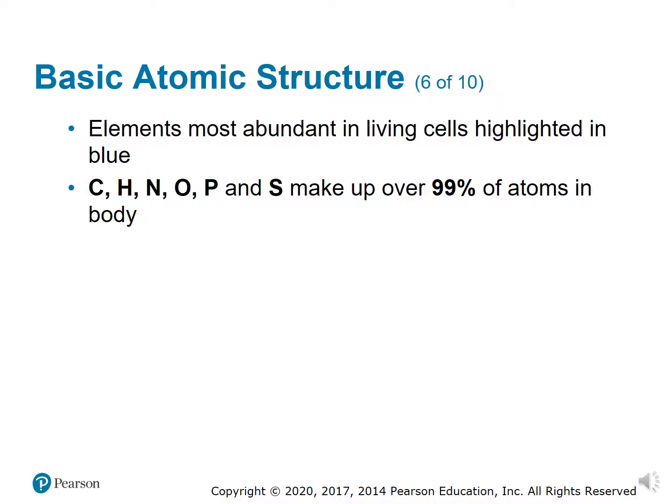The most abundant elements of all time are carbon, hydrogen, nitrogen, and oxygen, and also phosphorus and sulfur. So keep in mind CHON represents 96% of all what's in life, and if we add phosphorus and sulfur, P and S, it makes up over 99% of all atoms in our body.